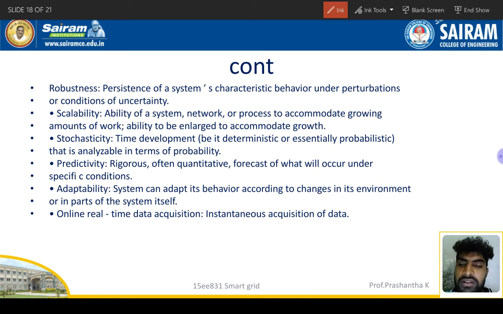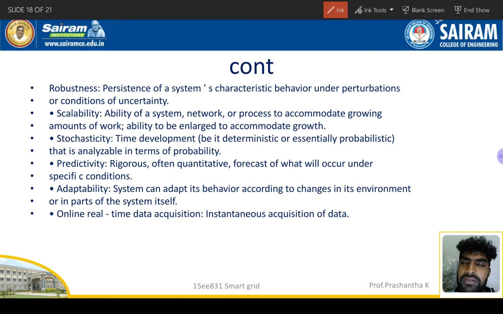Next, adaptability. The system can adapt its behavior according to changes in its environment or in the parts of the system itself. So adaptability is needed for the power system and smart grid technology to make it flexible. So it must adapt.